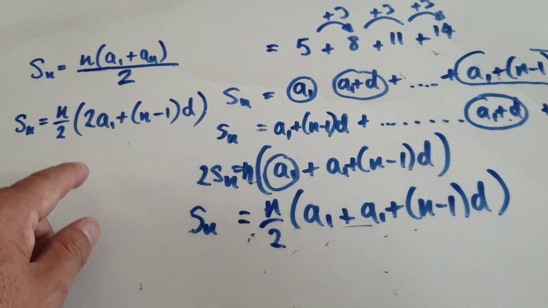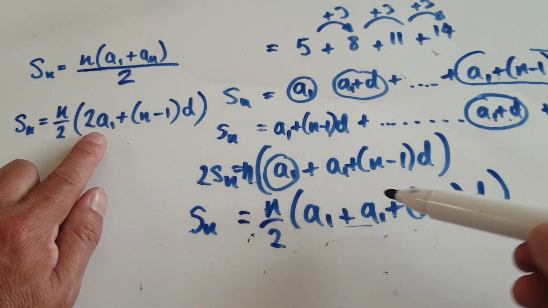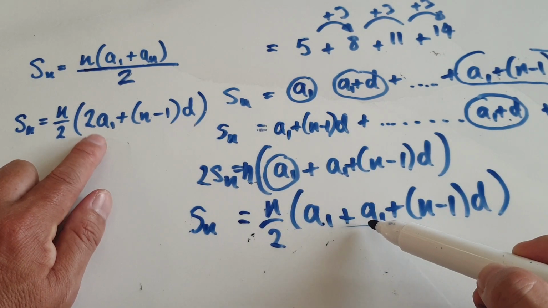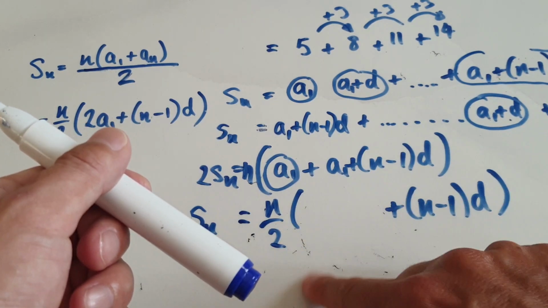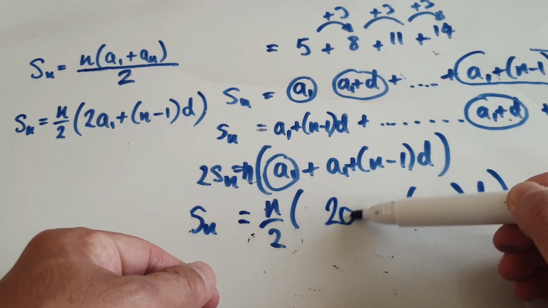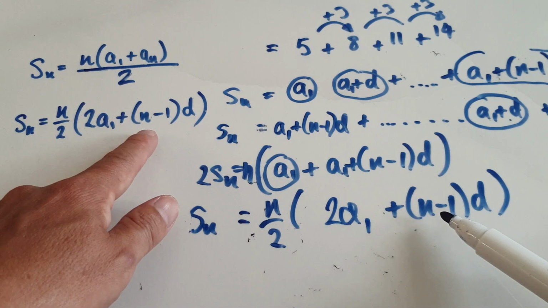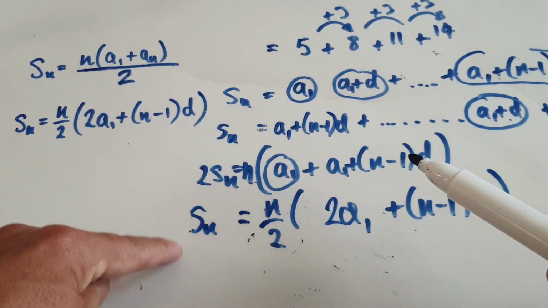N over 2. So to understand where this comes from, look at this, A1 plus A1. That's 2 lots of A1. So that's where the formula comes from. Okay, exact same thing here.